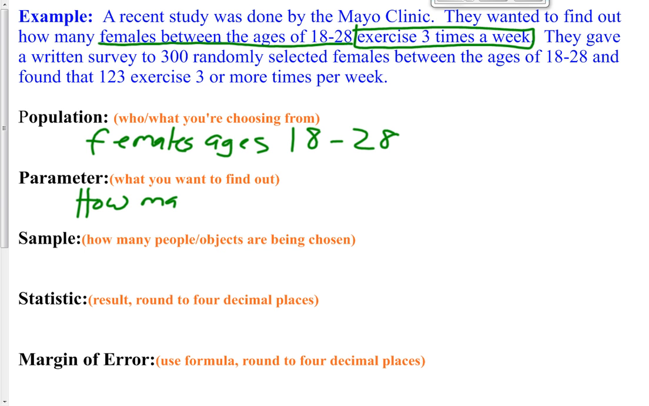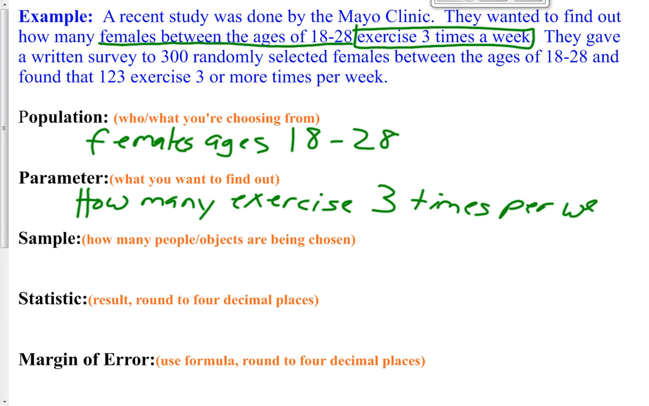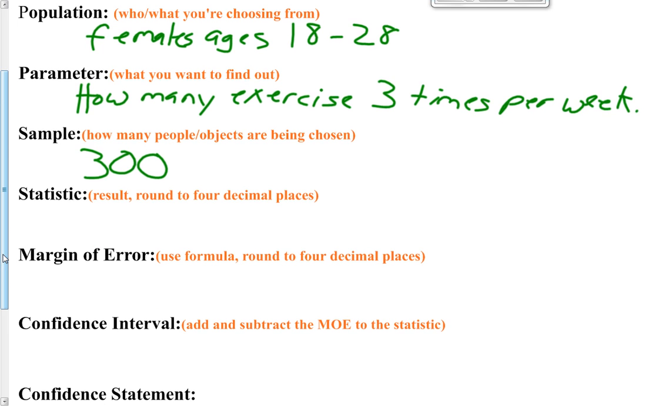How many exercise 3 times per week? Okay, keep on going down. Our sample size is 300 randomly selected females. So our sample size is 300. And we should say, yeah, 300 will work.